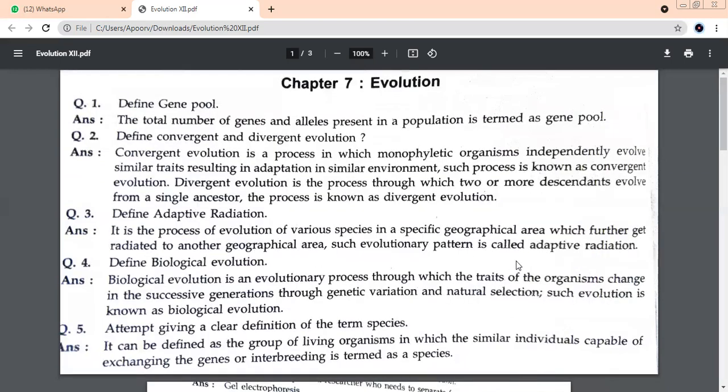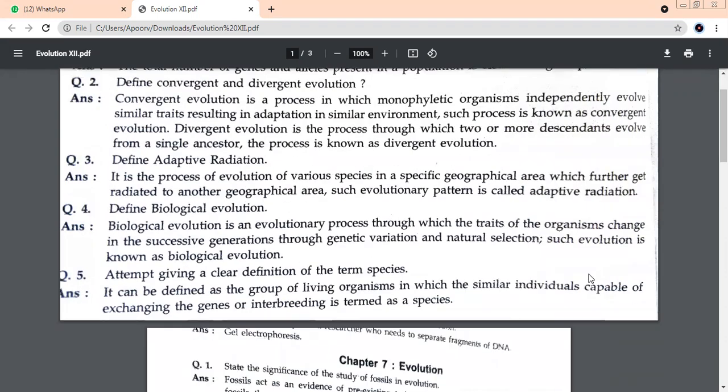Adaptive radiation: the process of evolution of various species in a geographical area. It's a process of evolution in a particular area, and then it starts in one area and spreads to other geographical areas also. Adaptive radiation, like radiations, they go to all areas. So this is adaptive radiation.